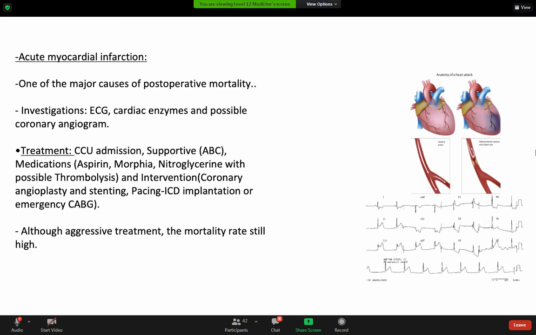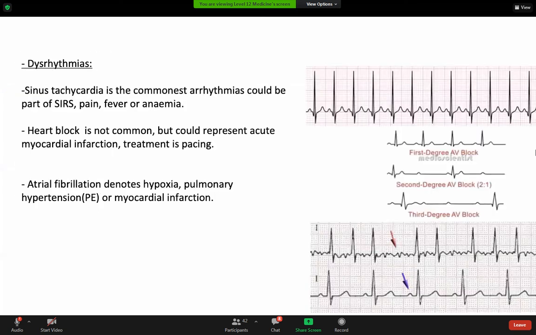You know how to investigate with cardiac enzymes and ECG. For treatment, usually you have to consult cardiology, shift the patient to the CCU if needed, ABC, and supportive treatment. Sometimes that patient needs to go for cardiac cath, coronary angiography and angioplasty. Arrhythmias can happen in all types, including atrial fibrillation, which is the most common.